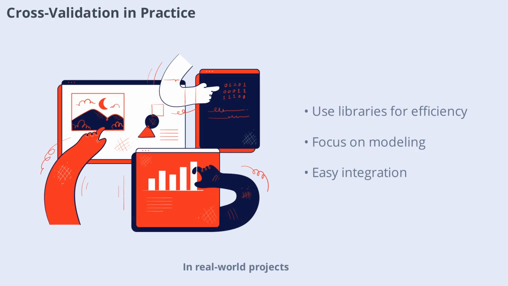In real-world projects, cross-validation is often implemented using libraries like scikit-learn in Python or caret in R. These tools provide built-in functions for various cross-validation techniques, making it easy to integrate into your workflow. By leveraging these libraries, you can focus on building and improving your models rather than coding cross-validation from scratch.